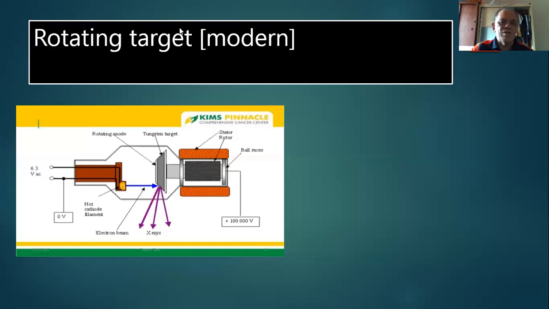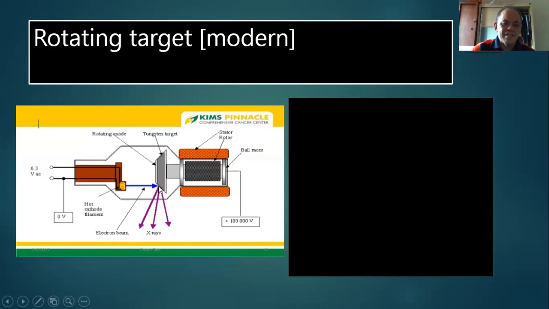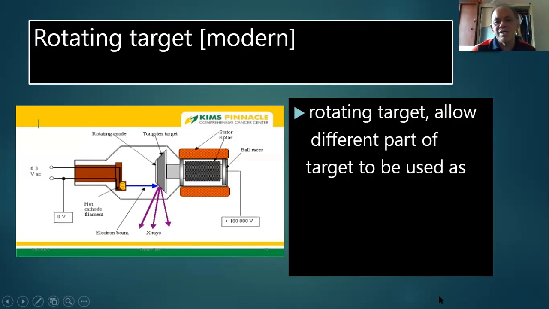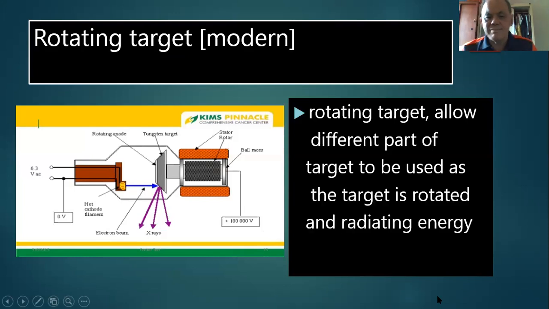The modern method uses a rotating target. It means you use one side of the target, then rotate to another side, and give it time to cool down. A rotating target allows different parts of the target to be used, and so the part that is not being used radiates the energy away. It allows the target to cool.